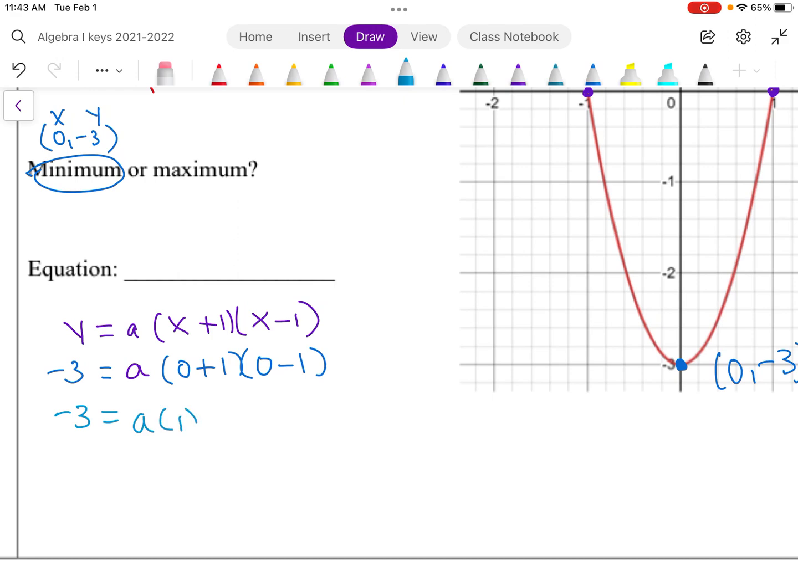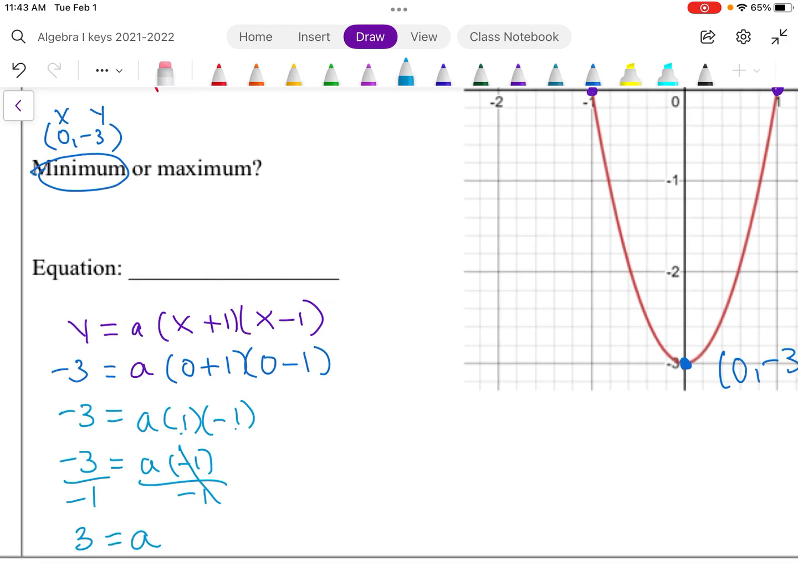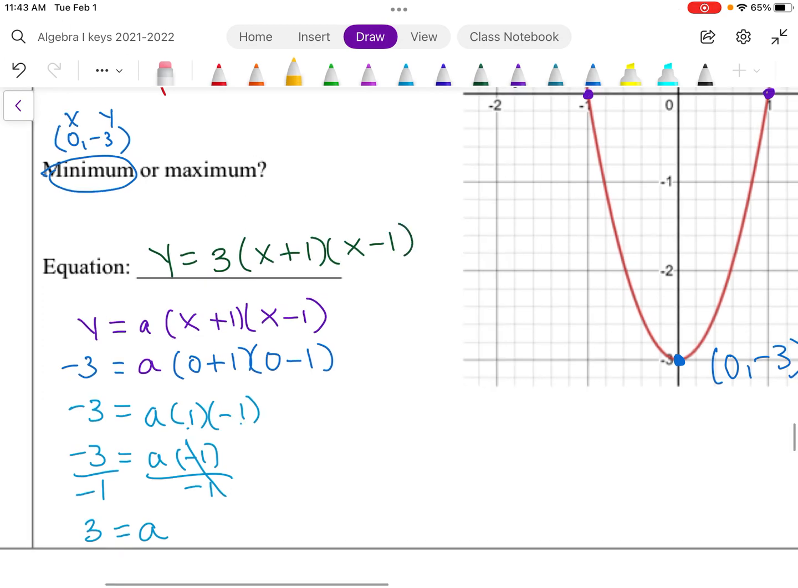So 0 plus 1 is 1. 0 minus 1 is -1. So we get a times 1 times -1, which is still -1. So if we divide by -1 on both sides, -3 divided by -1 is a positive 3. So we have our a value. So now we just need to write our equation, which would be y equals 3 times (x + 1) times (x - 1). And that's our answer.